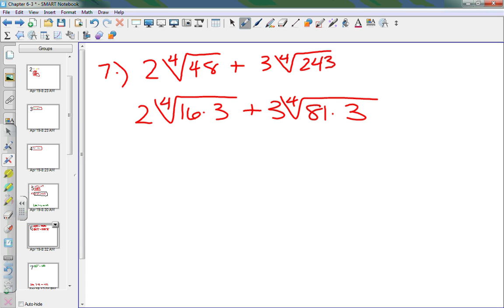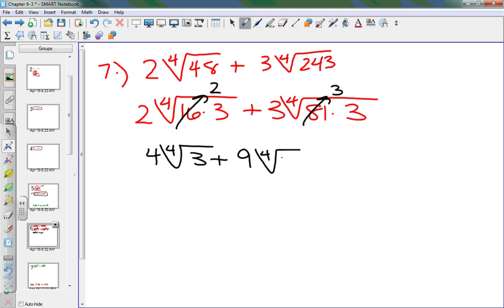So now, what is the 4th root of 16? That comes out as a 2. 2 times 2 is 4 times the 4th root of 3. What is the 4th root of 81? 3 times 3 is 9 times the 4th root of 3. Now, does that look like what we were doing before? Sure does. Are my indexes the same? Yes. Are my radicands the same? Yes. Is my junk outside of them like terms? So what is 4 plus 9? So I have 13 times the 4th root of 3.